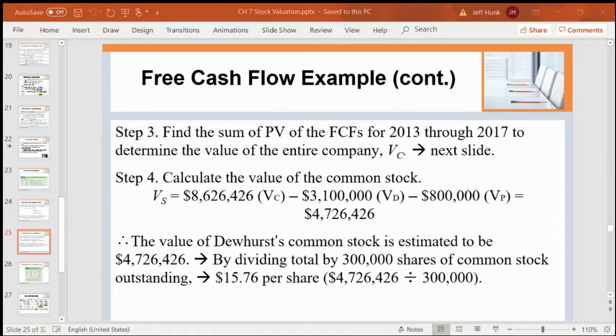Now, since this is the end of 2017 value, that belongs here, so I added it. This is the free cash flow 2017, so they are both 2017 values. So I added them, and then found the present values of all of them.